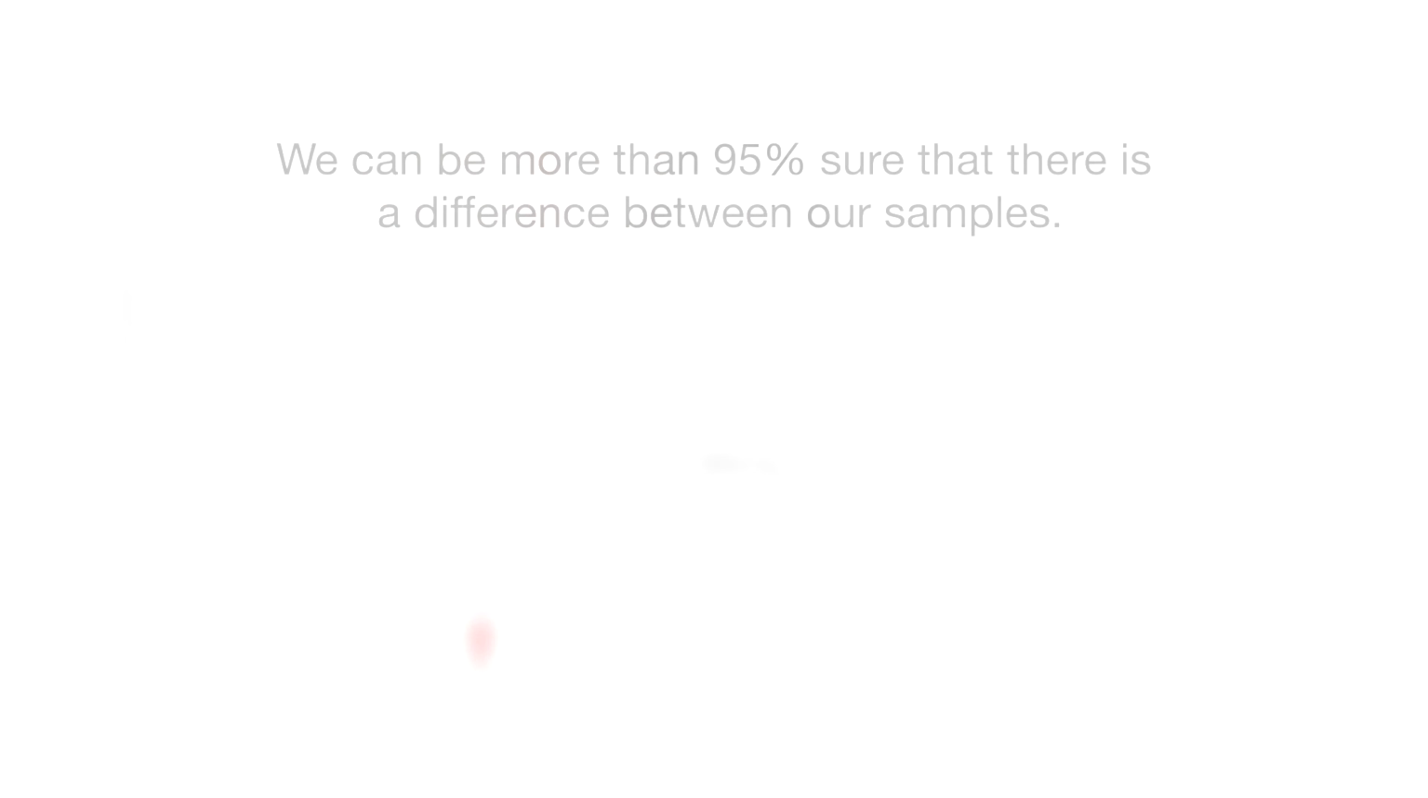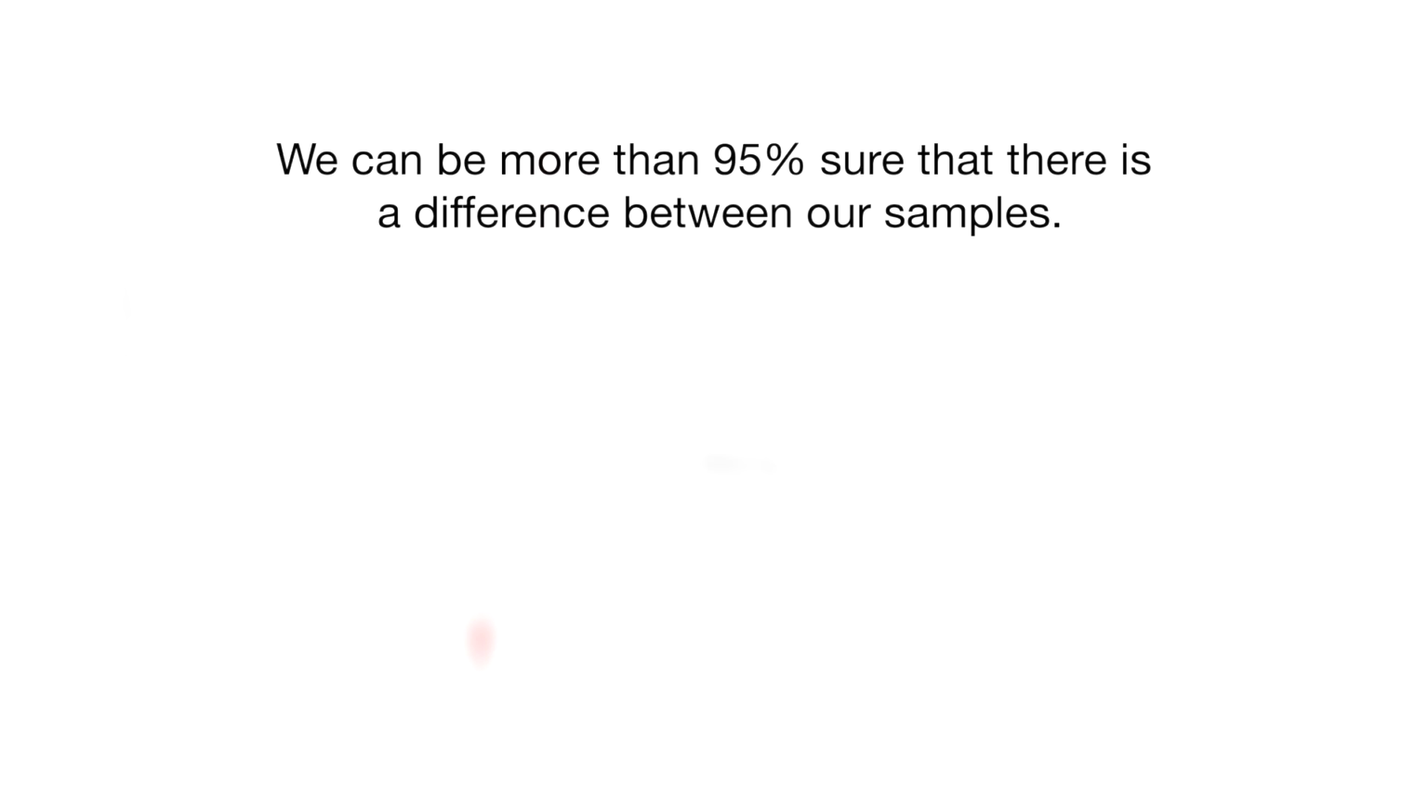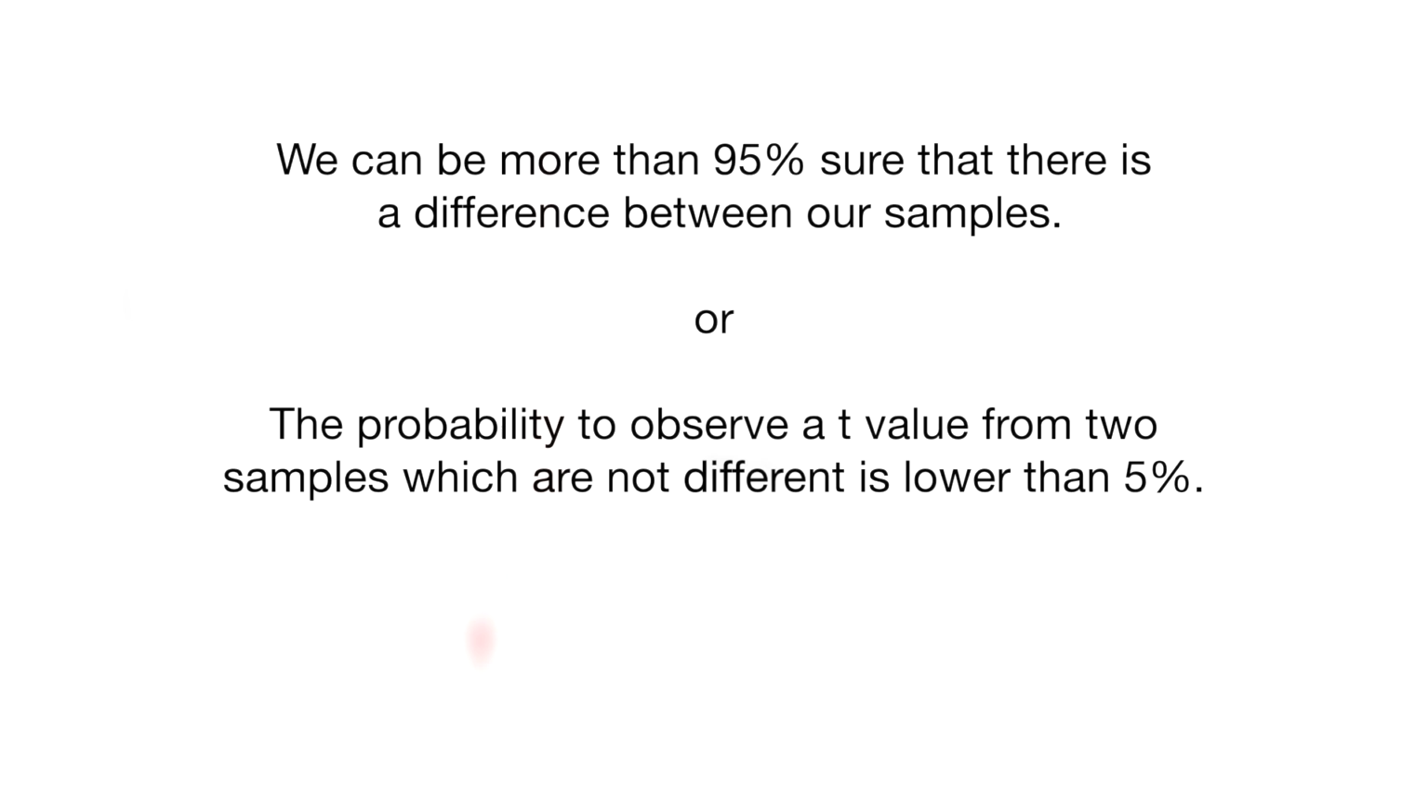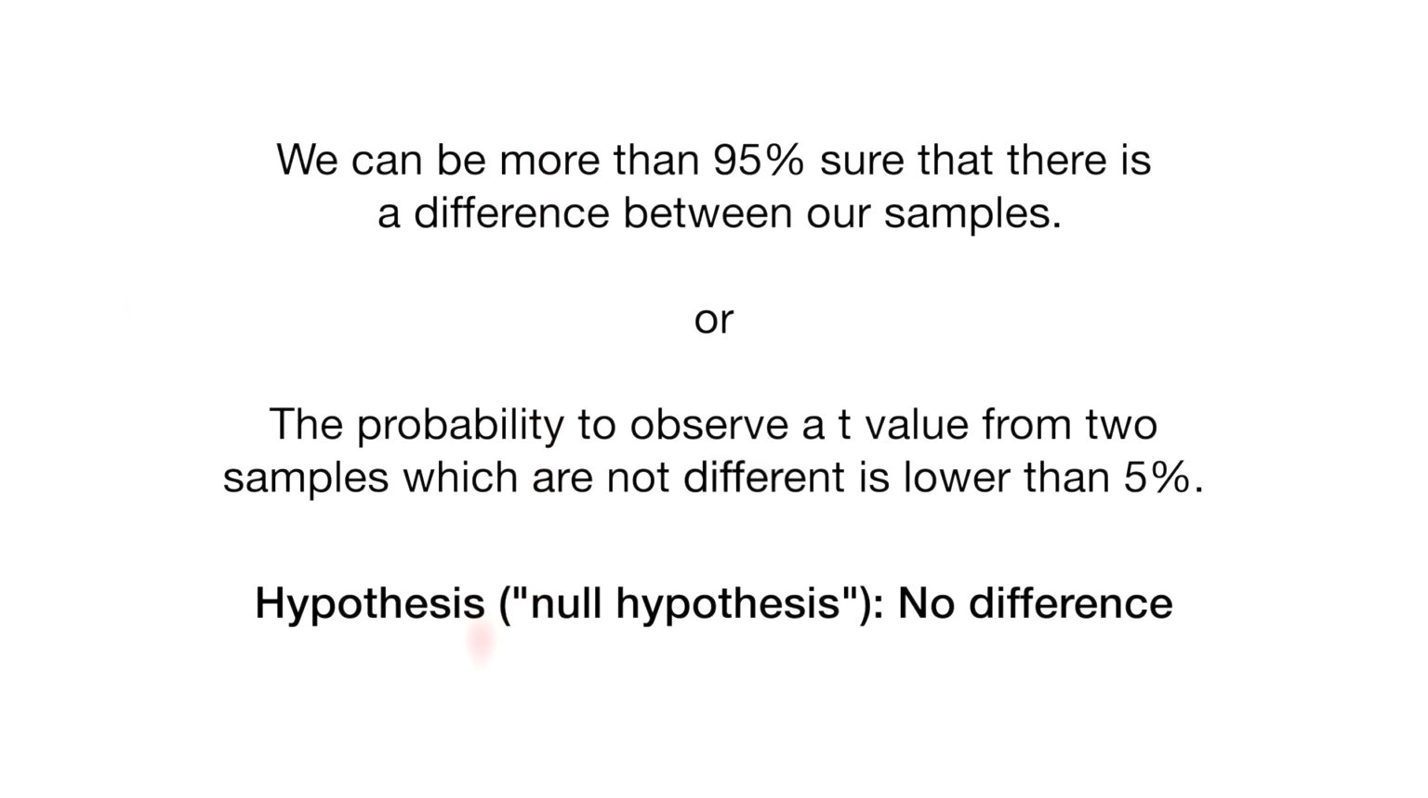For example, we can be more than 95% sure that there is a difference between our samples. Or, the probability to observe a t-value from two samples which are not different is lower than 5%. Maybe this latter sentence also helps to understand the way how statisticians think. We actually started building a t-distribution which describes the case where there was no difference between our samples. This was our hypothesis, in statistical terms, our null hypothesis. And now, when comparing the t-value from our actual statistical test, we reject this hypothesis.